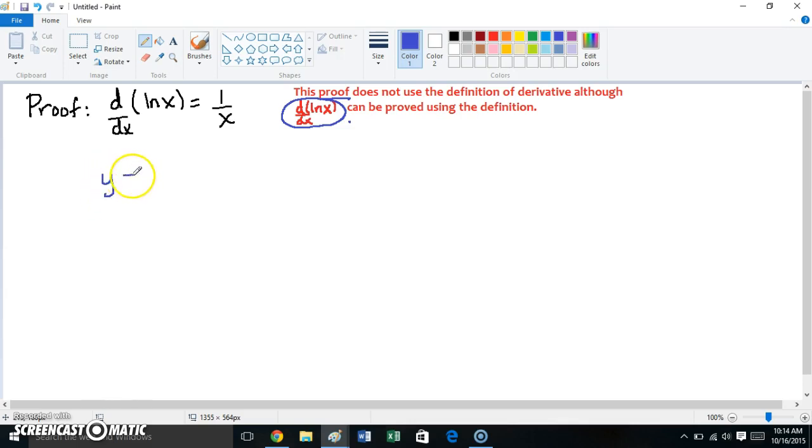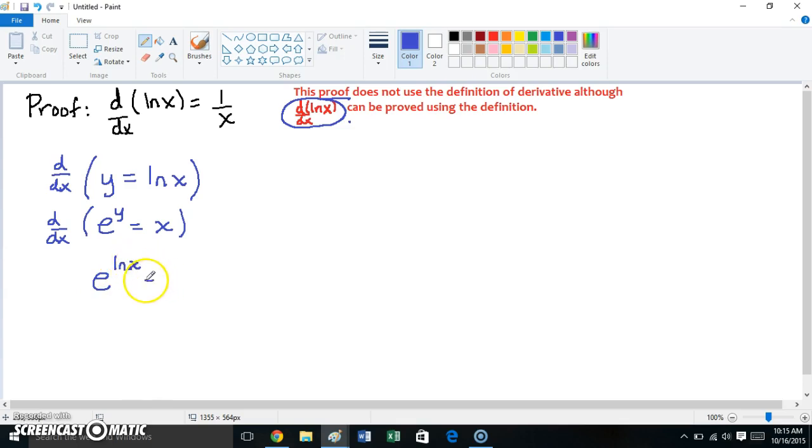So if I say that y is equal to the natural log of x, I would like to take the derivative with respect to x. Now, first thing I'm going to do is rewrite this. We know that y equals the natural log of x could be rewritten as e to the y is equal to x. Well, another name for y is the natural log of x, so I'm going to say e to the natural log of x is equal to x. And that is certainly a true statement.